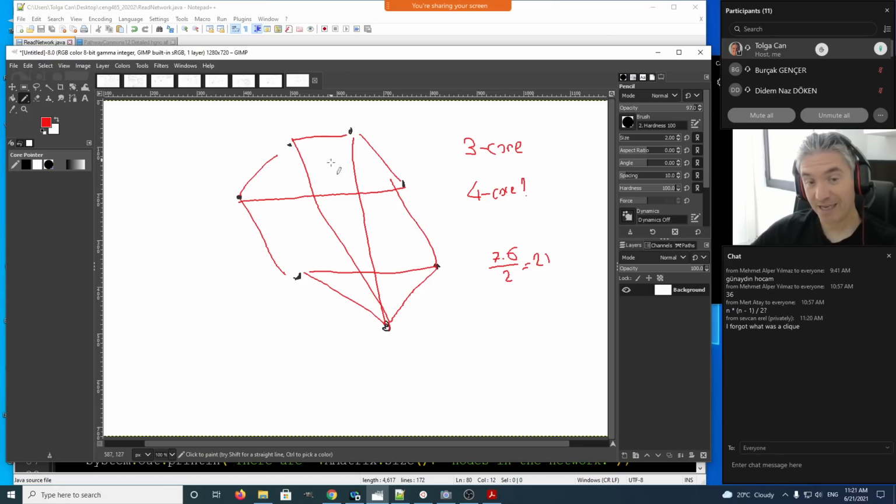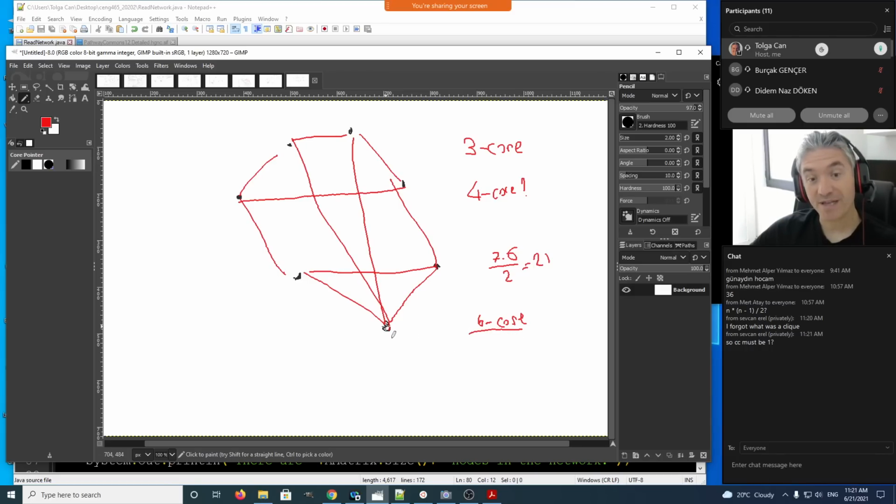And if it's a clique, for example, if we have all the 21 edges in this graph, what that would mean is that it would be a 6-core. Why? Because all of those will be connected to all the other 6 members. Okay, so 6-core here.